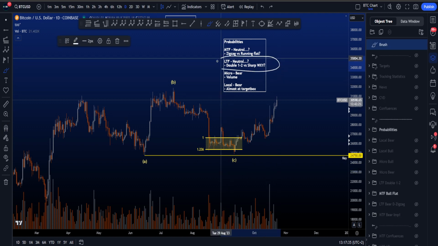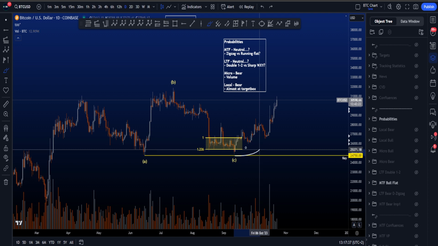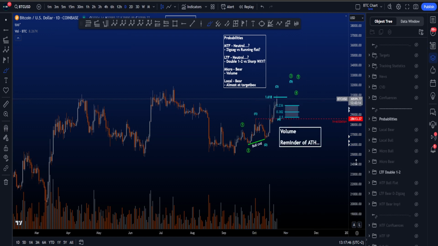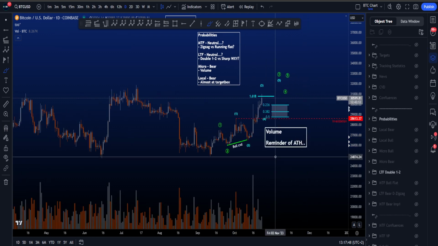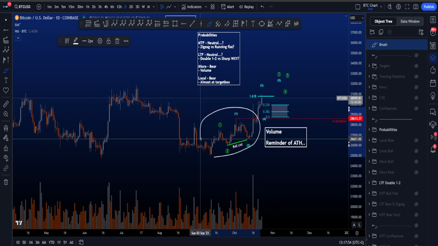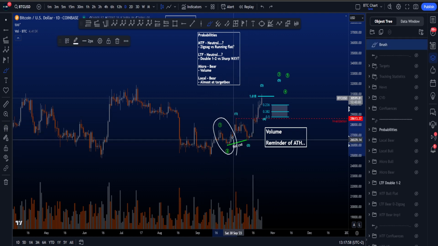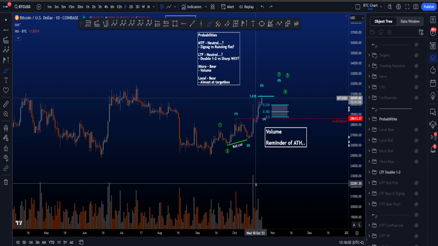On the lower time frame, we're comparing a double 1-2 after the running flat with a sharp WXY. We have over here a WXY double zigzag, and we compare it against a double 1-2. Now this one is more difficult. Both have kind of equal probabilities. The thing with the double 1-2 though is the second 1 and second 2 are bigger in time and price than the higher degree 1 and 2, which is actually not really what you want to see, and the volume really has to pick up.